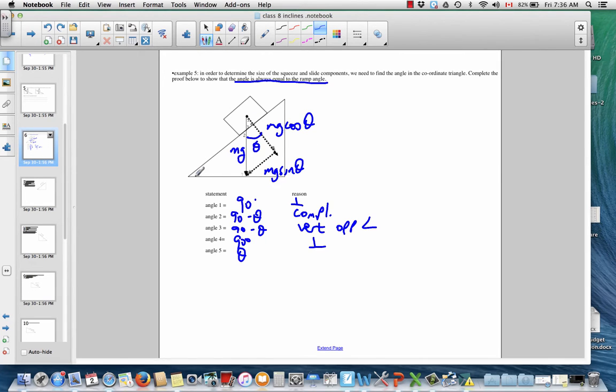So when the ramp is angled at theta, there's mg cos theta squeezing you onto the ramp and mg sine theta pulling you down the ramp. Now, again, we do the triangle down here, but then we remember that this component here is actually pulling us down the ramp.